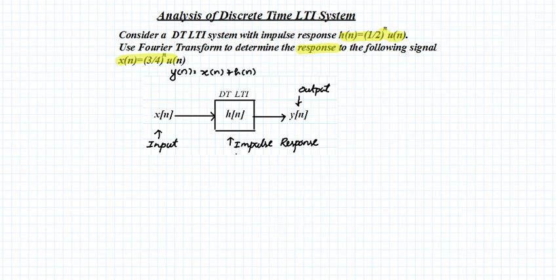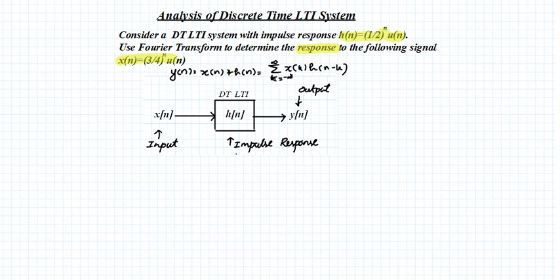That is a time domain equation which can be written as the summation from k equal to minus infinity to infinity of x of k into h of n minus k. If you evaluate this equation, you can find y of n, but the question specifically mentions to use the Fourier transform to determine the response. So instead of using y of n equal to x of n convolution h of n, we need to use the DTFT to calculate the system response.